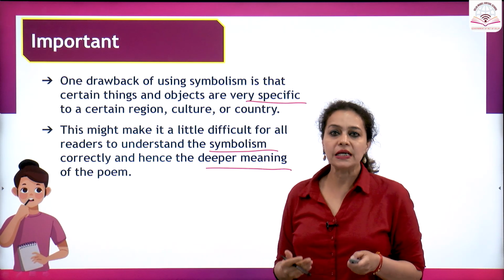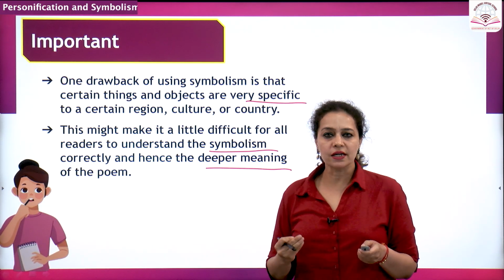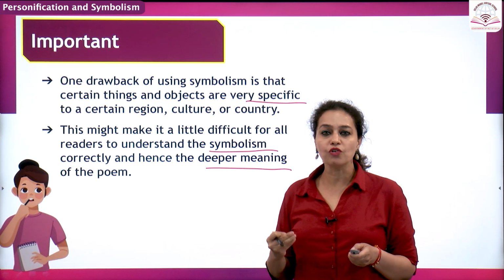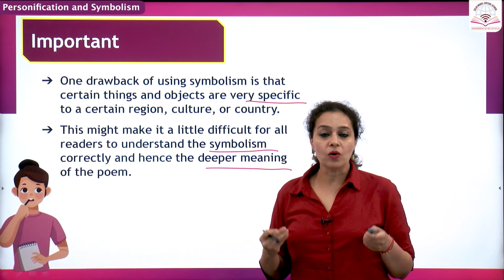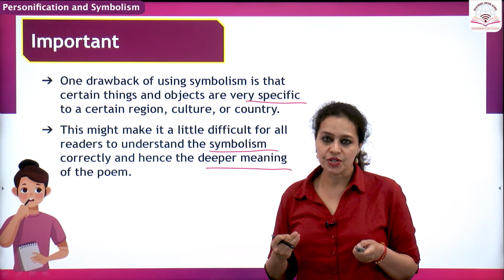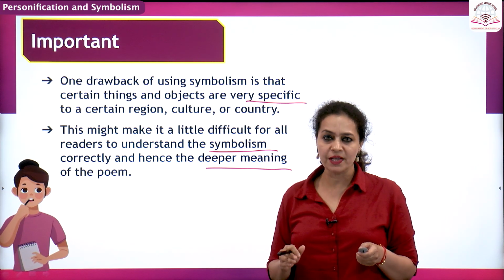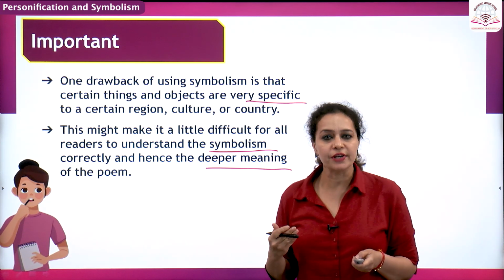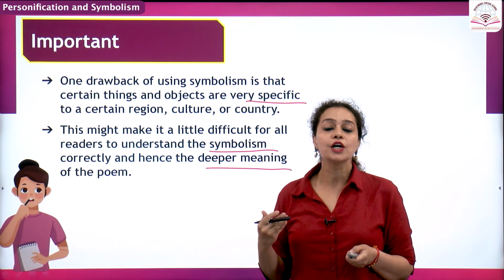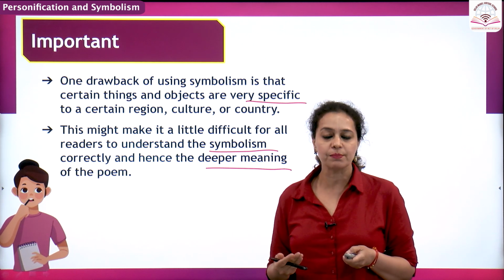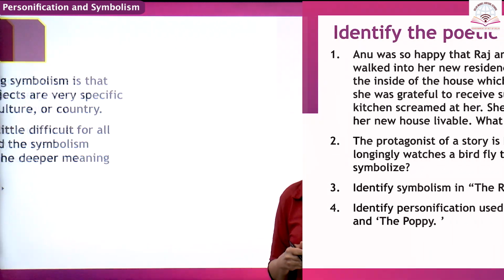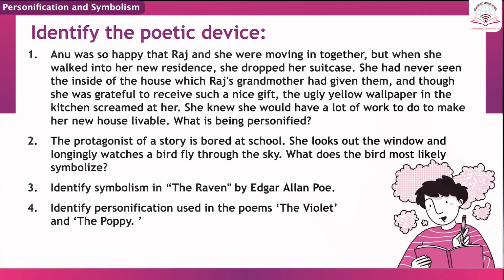For example, in certain cultures, white color is used as a symbol of mourning, whereas in certain culture, white is also used as a marriage dress. So here lies the discrepancy. So sometimes it creates problems for the readers to identify the actual symbolism behind the colors that are being used by the poets.